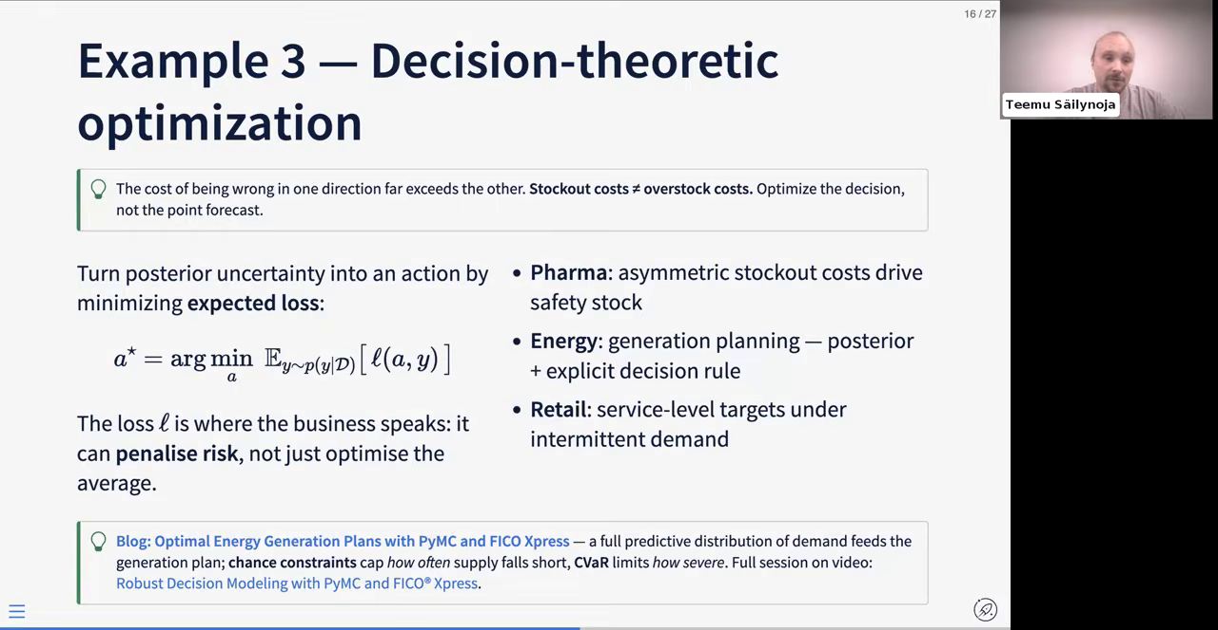Penalizing risks is a common type. So, for example, in MMMs, in PyMC marketing, we have examples of how to do marketing campaign planning while also taking into account the uncertainty of the model in these campaign decisions. And as you can see on the links at the bottom of the slide, we also have a full webinar on the topic recorded and a blog post on energy forecasting.